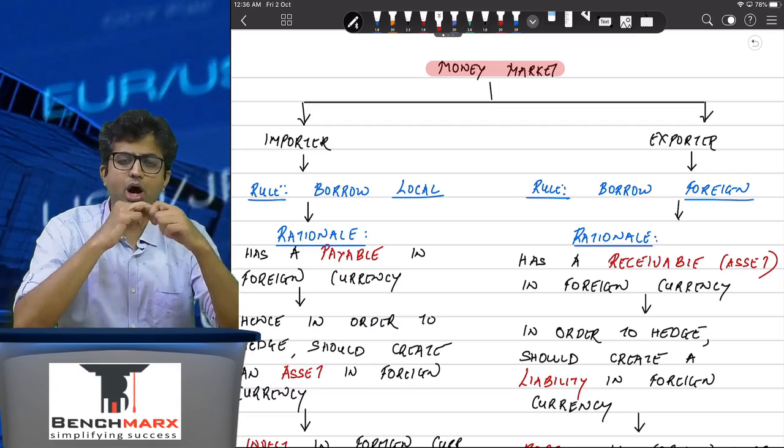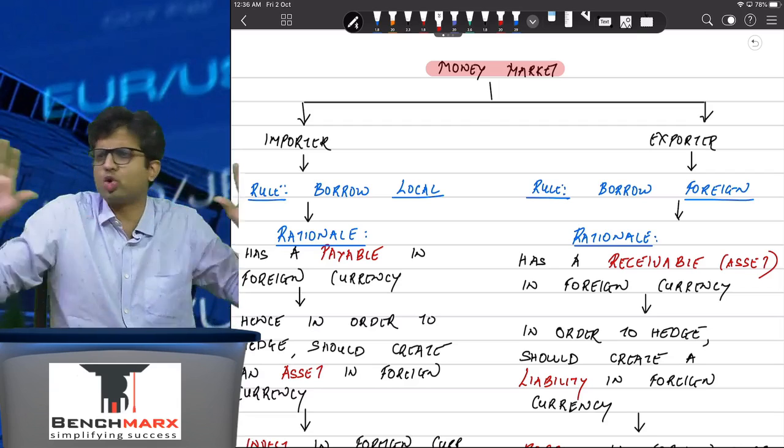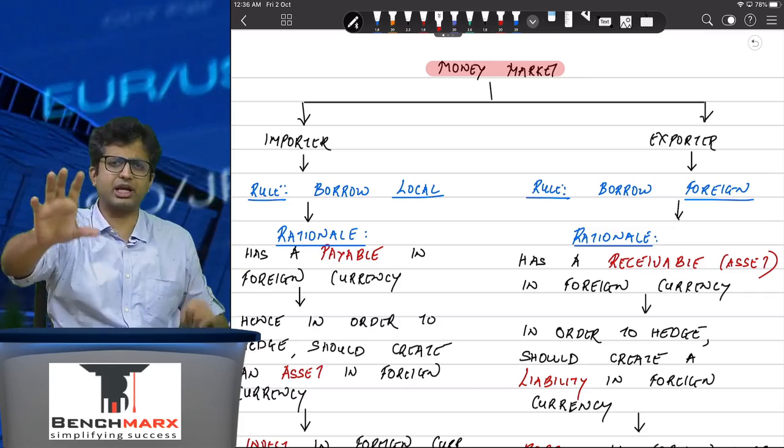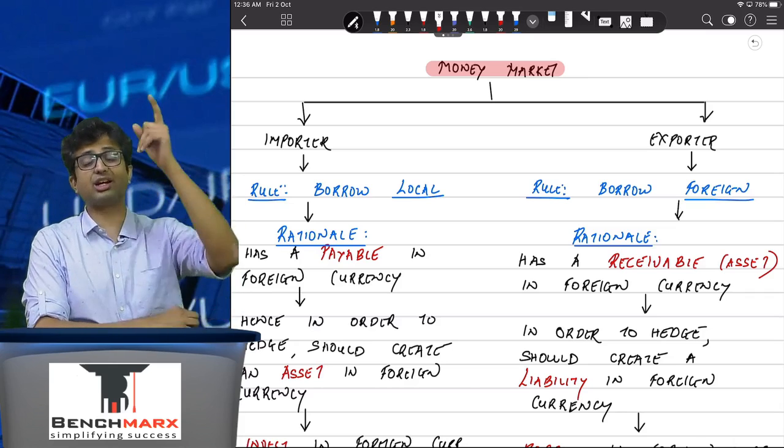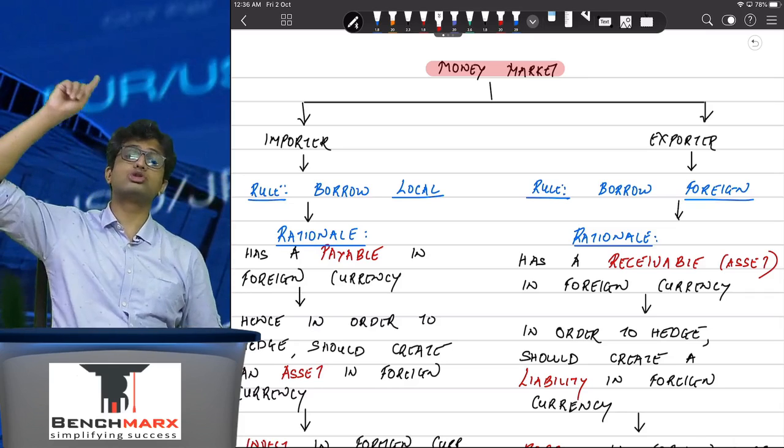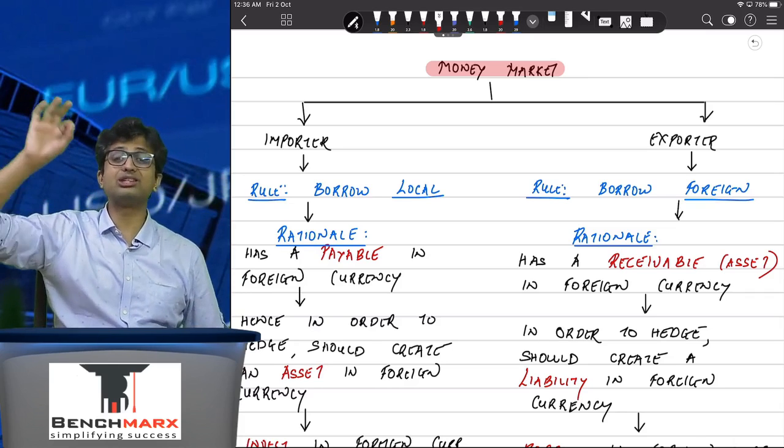Well, the rule is, if you are an importer and you don't want to go to the bank and enter into a forward directly, you will create a position whereby your risk is mitigated. And how is your risk mitigated? Well, an importer needs to pay the dollars. I will again repeat, an importer needs to pay the dollars.